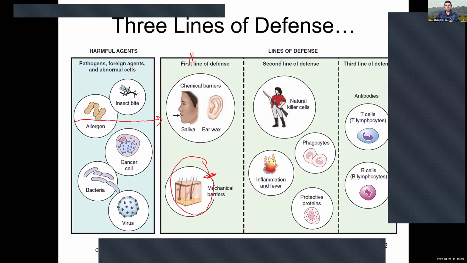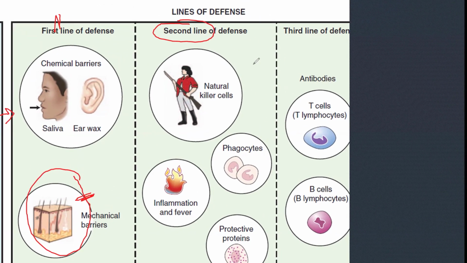The second line of defense comes from inside the tissue itself, and some of it is blood, and some of it is a tissue response.